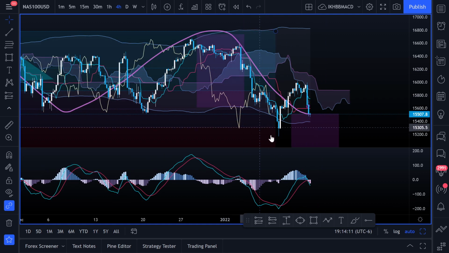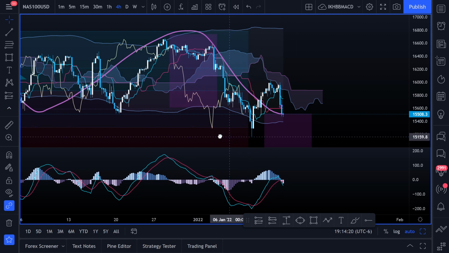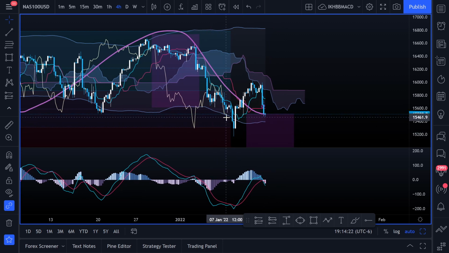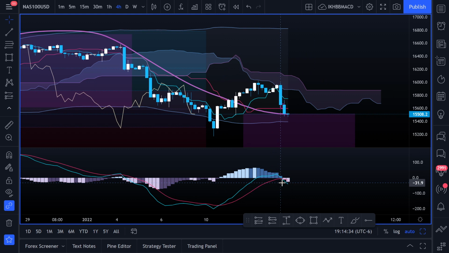So right now the price is ranging. So should the price break below the lower Bollinger Band, we might see another dump. So right now you can see that this Chikou span is not breaking below the lower Bollinger Band. So let's stay tuned. We have this bearish MACD crossover taking place and the beginning of a bearish MACD histogram.